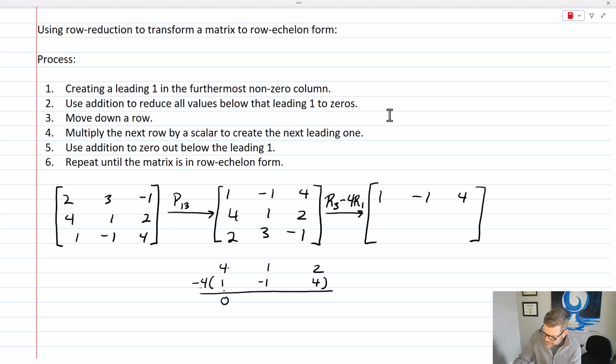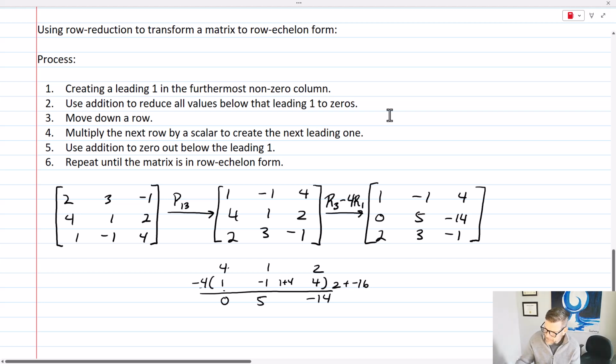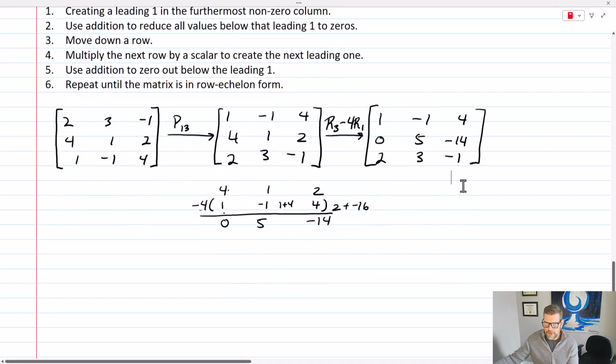4 minus 4 is 0. 1 minus 4 times negative 1, so that's 1 plus 4. If we look at it, that's going to be a 5. And then 2 plus negative 16, that ends up being negative 14. So this is now 0, 5, negative 14. 2, 3, negative 1. Now I want to zero out the third row, or first column, third row.